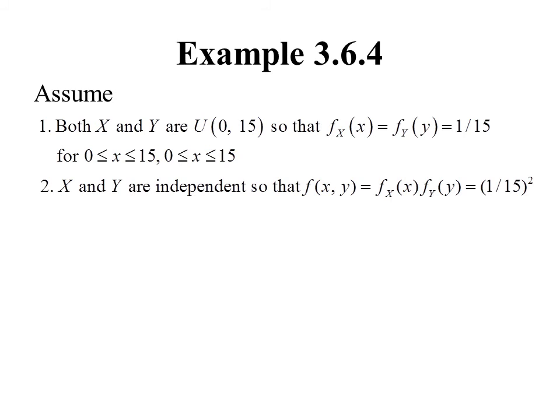Now, this problem doesn't give us a whole lot of information about these two random variables x and y, so we're going to make two assumptions here. First of all, we're going to assume that both x and y are uniformly distributed over the interval 0 to 15. Now, we already know that both x and y take values between 0 and 15, so we're going to assume that all those values are equally likely.